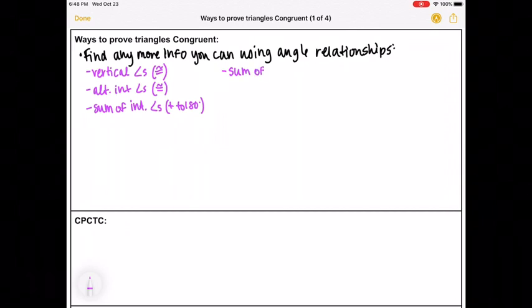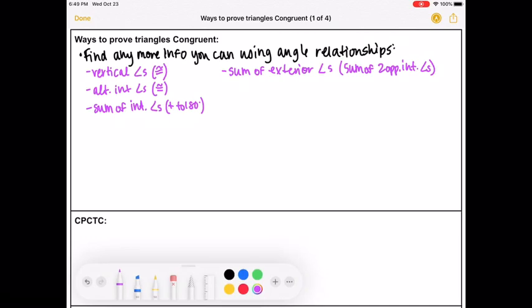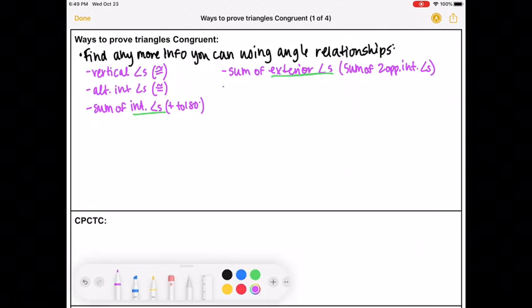You could do the sum of exterior angles. This one you probably won't use quite as much, those past two, but sometimes they may be able to help you. So that would be, they're the sum of the two opposite interior angles. And again, this one and this one may not be used quite as much, but sometimes you can use those.